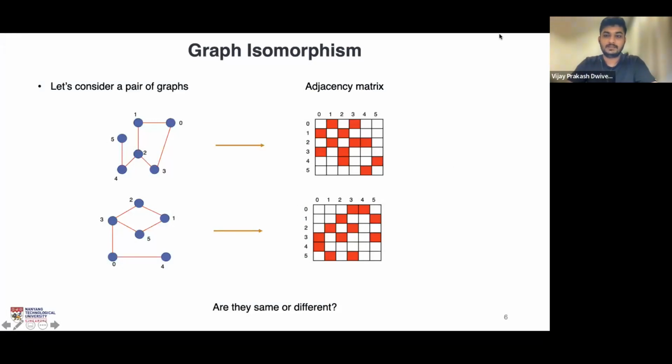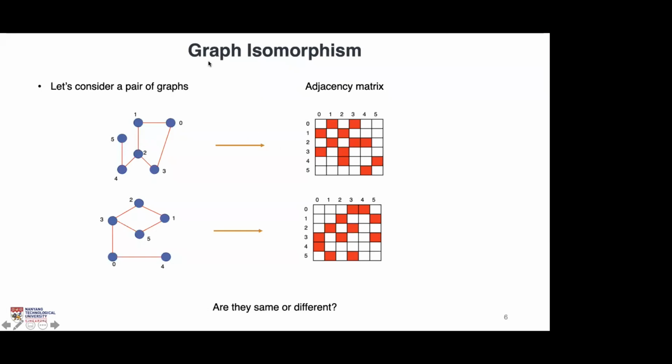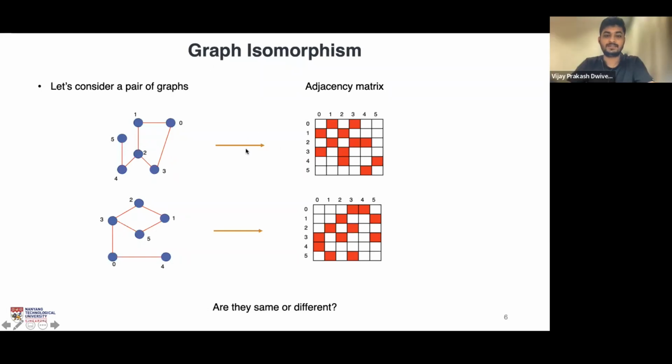So if we consider this pair of graphs, this graph contains 6 nodes and also the second graph, and the corresponding adjacency matrices are at the right. Can you look at these two graphs and see if they're the same or different? You see that the number of nodes is the same in both graphs. The number of edges is the same in both graphs. If they were different, the graphs would not be the same.